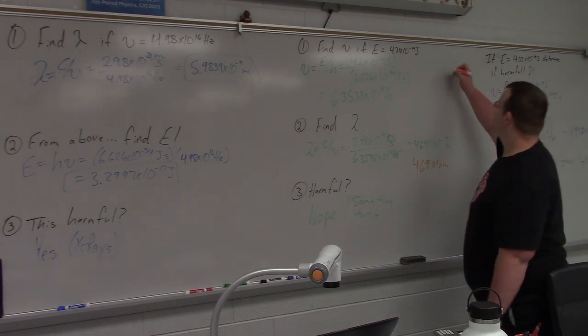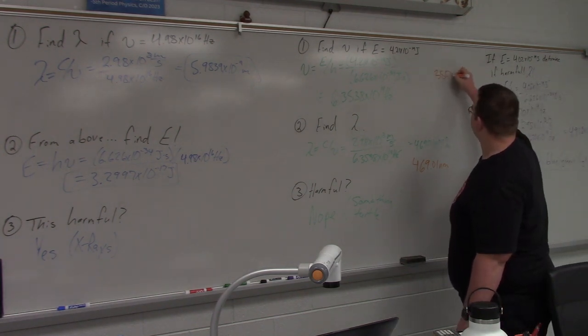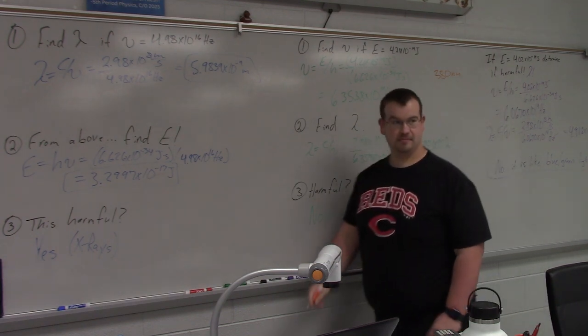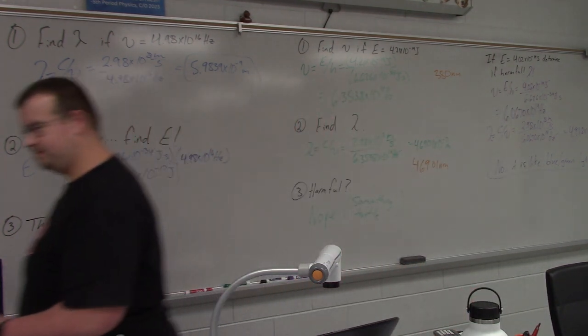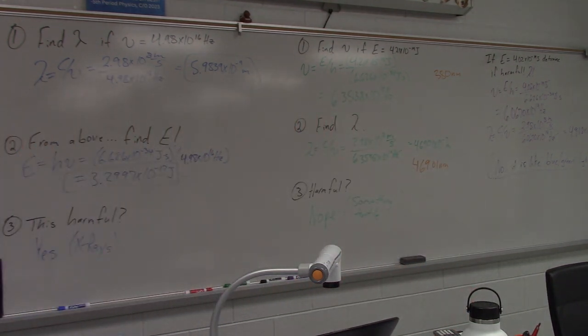If I give you something that's 380 nanometers, what is it? It's going to be ultraviolet. How do you know it's ultraviolet? Here's 400. You're going to go 20 past it. 380, well, that's past visible light. What's past visible light? Ultraviolet.